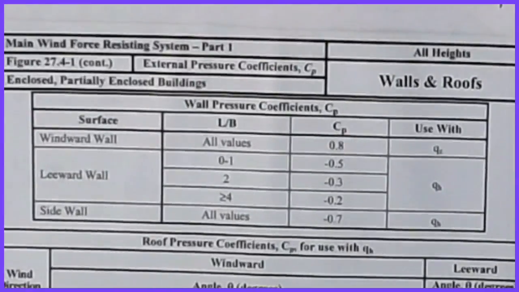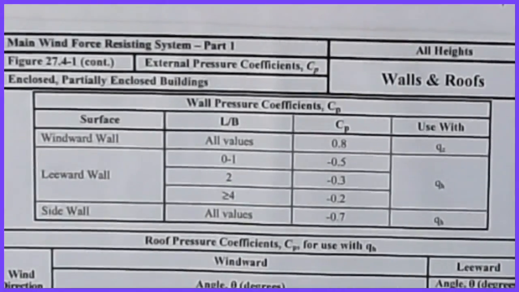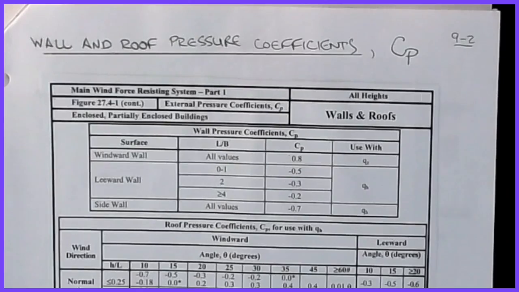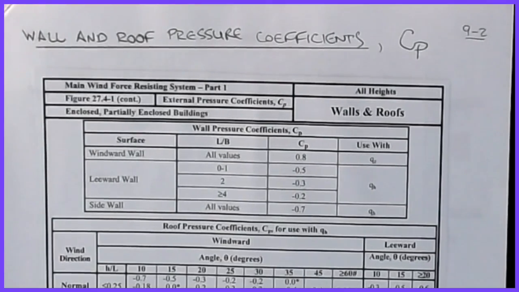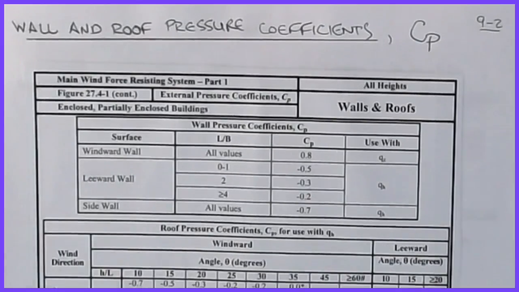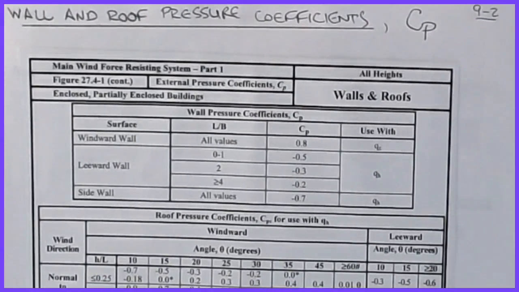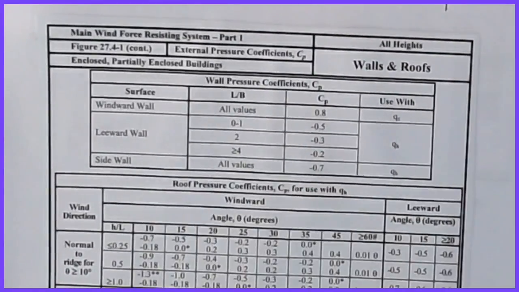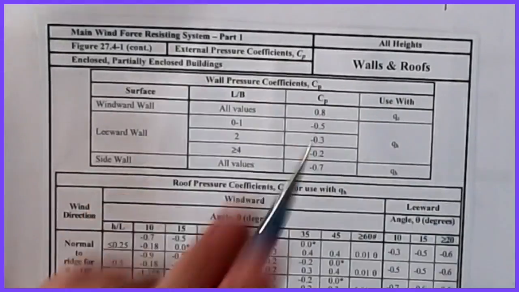Okay, all right, so let's talk about these CP factors. Let's pull ourselves back out here a little bit so we can see things. This is probably the most confusing chart in the entire packet. We're looking at 27.4.1 again, and this is the table where our CP values come from.